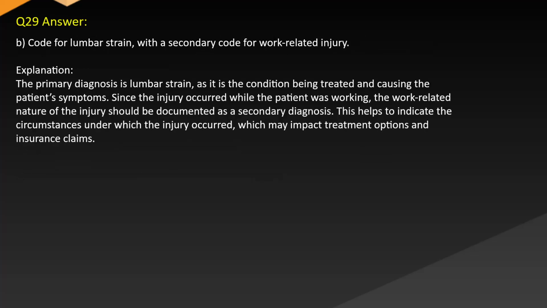Answer B. Code for lumbar strain with a secondary code for work-related injury. Explanation. The primary diagnosis is lumbar strain, as it is the condition being treated and causing the patient's symptoms. Since the injury occurred while the patient was working, the work-related nature of the injury should be documented as a secondary diagnosis. This helps to indicate the circumstances under which the injury occurred, which may impact treatment and insurance claims.